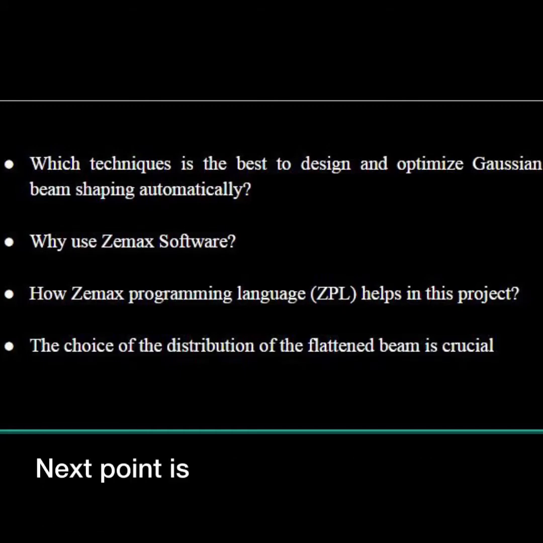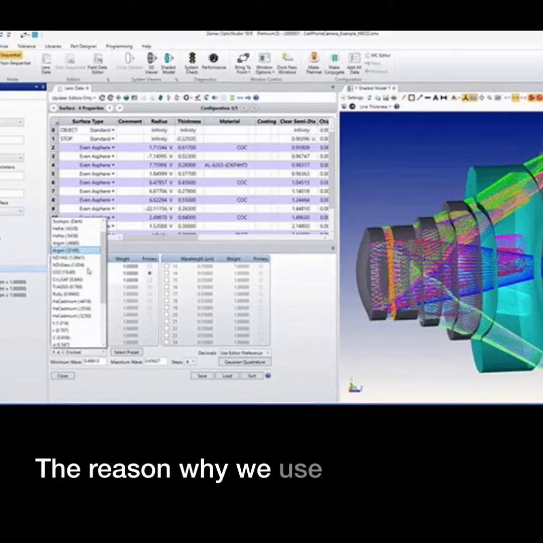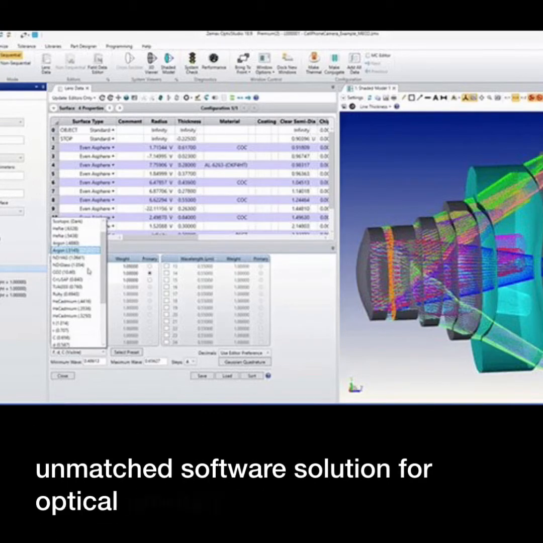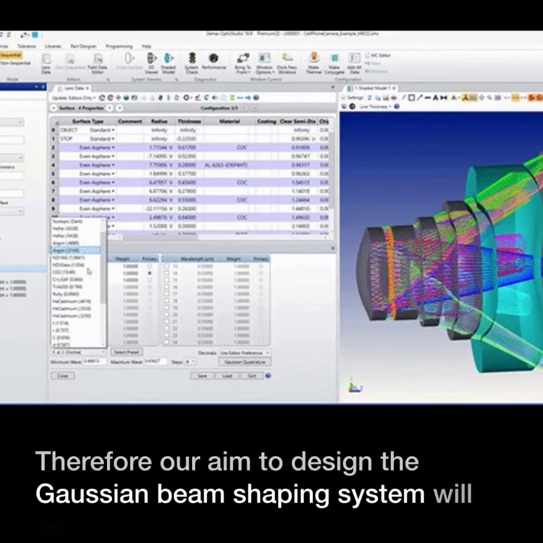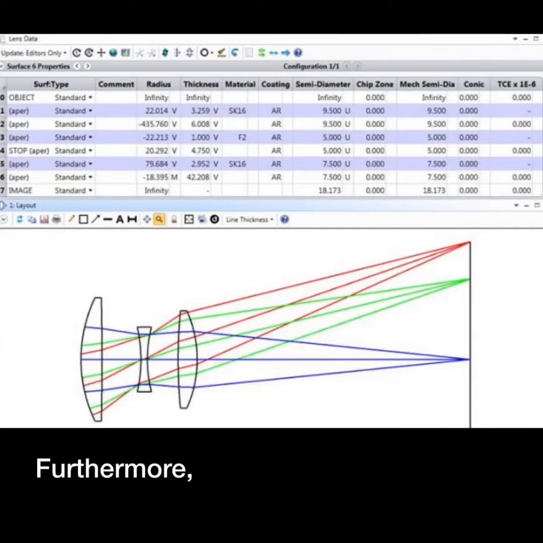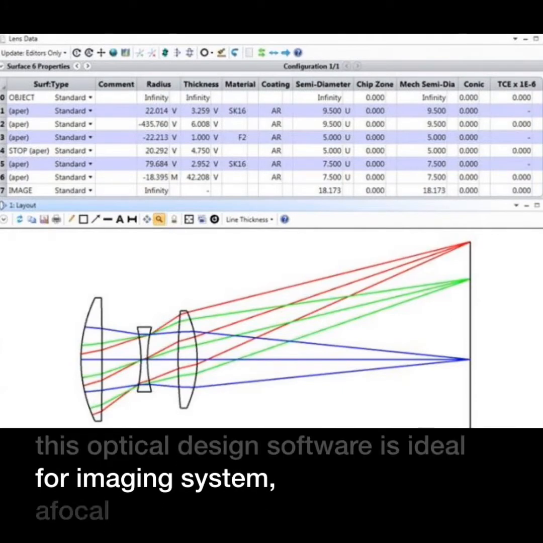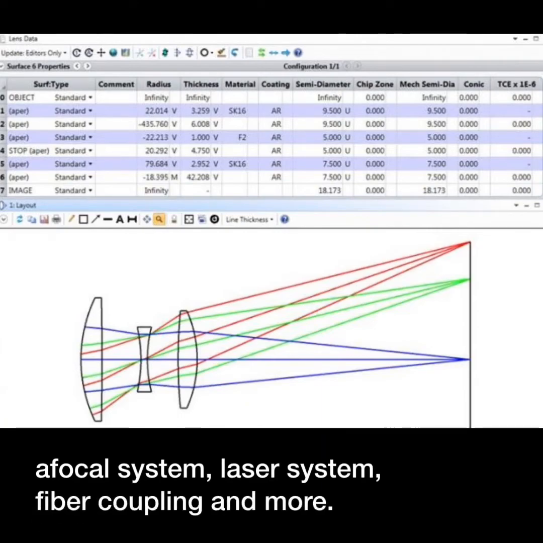The next point is why we use Zemax software. The reason why we use Zemax software is because it offers an unmatched software solution for optical products. Therefore, our aim to design the Gaussian beam shaping system will be achieved. Furthermore, this optical design software is ideal for imaging systems, afocal systems, laser systems, fiber coupling, and more.